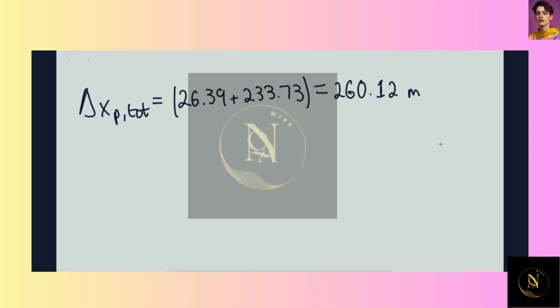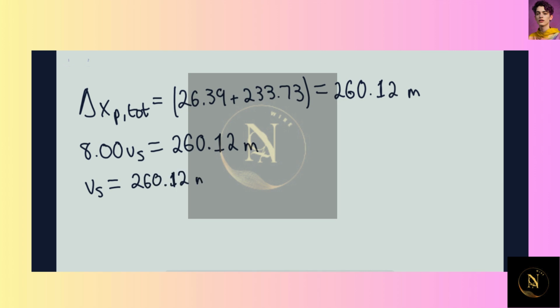Now, we're going to set the two displacements equal to one another so we can solve for the speeder's velocity. So we can say that 8.00 times the velocity of the speeder should equal 260.12 meters. And this is how we're going to find the velocity of the speeder. This is going to be 260.12 meters divided by 8.00 seconds.